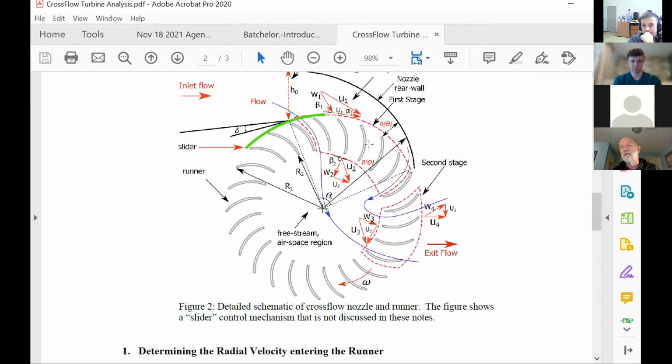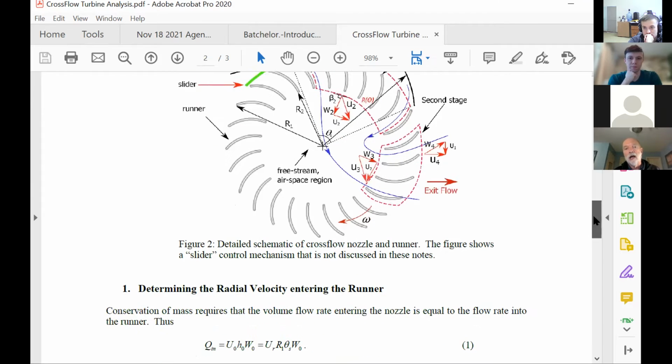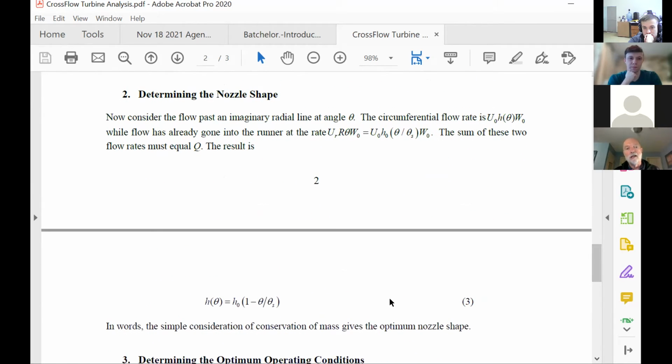And if you think about it for a few moments, you need to have that condition on the entry flow because the blade geometry is fixed. And so if you have a fixed blade geometry encountering a varying flow, then it's likely to perform inefficiently. So we want to be able to determine the radial velocity entering the runner on the assumption that that radial velocity is constant over what is usually called the entry arc of the turbine. And if you make those assumptions, then you end up having designed the nozzle.